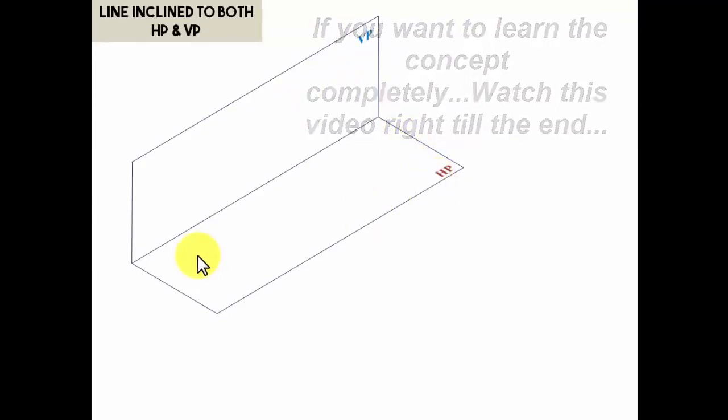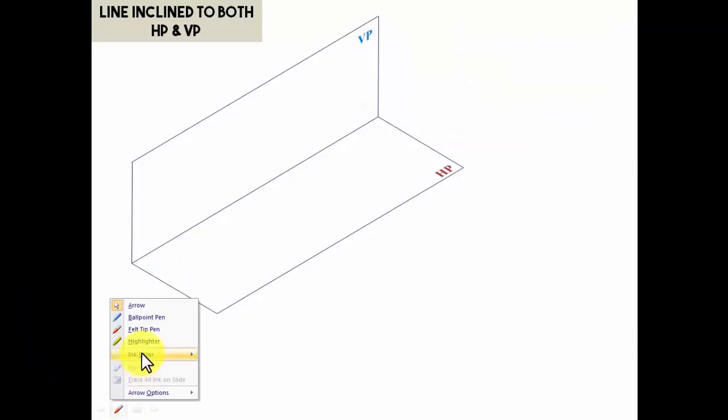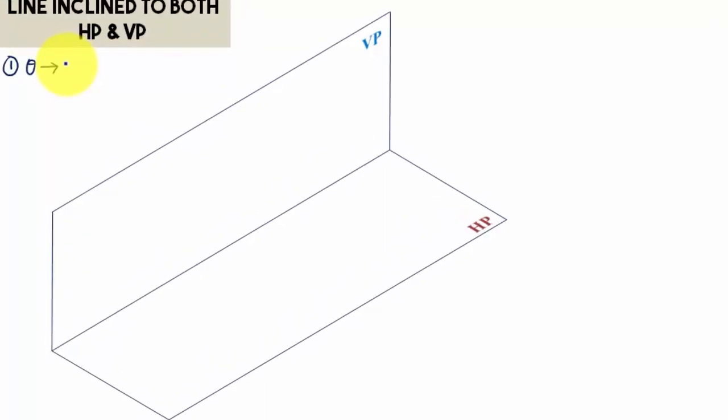Okay, now guys, remember this, we're going to do this case by following 2 approaches. Number 1, initially we're going to assume that the line that we do have is parallel to VP and kept at an angle theta with respect to HP. And as we go along, you'll see that this line gets automatically inclined at an angle phi with respect to VP. And in the second diagram, you'll see that initially the line is assumed parallel to HP and kept at an angle of phi with respect to VP. And as we go along, you'll see that the line automatically gets inclined at an angle theta with respect to HP. Okay, so let's begin.